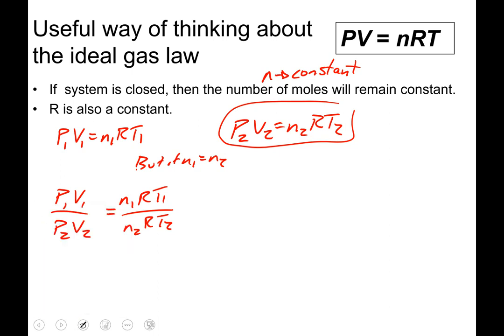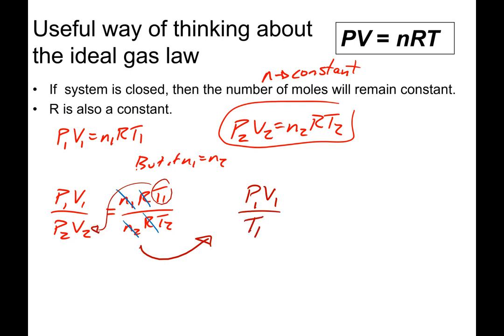Watch what happens here. So we said n1 and n2 are the same, right? So these cancel, this cancels, and these two R's cancel. And if I do some rearranging, I'm going to put all the initial states on one side, all the final states, the P2, V2, and T2, on the other side. I get this equation. So P1 V1, I'm going to bring the T1 over here. P1 V1 over T1 equals P2 V2 over T2.